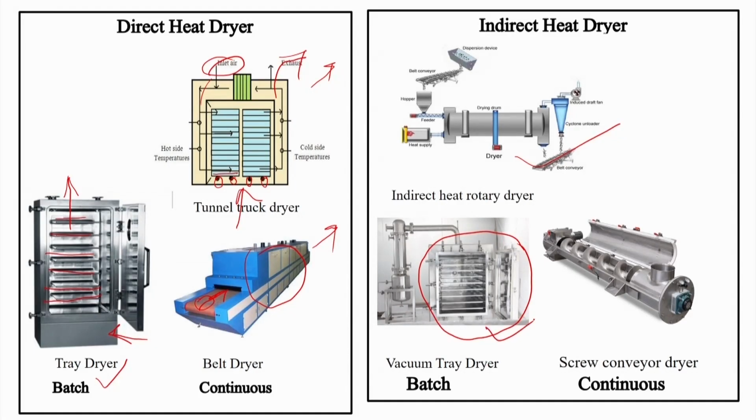And in the screw conveyor dryer, the screw itself will carry the wet solid, especially for slurry type material. Suppose the slurry is fed from the top, and the screw will convey the wet solid, and during this the entire chamber will become hot. These relatively dried solids will be taken out from the other side of the screw conveyor dryer.